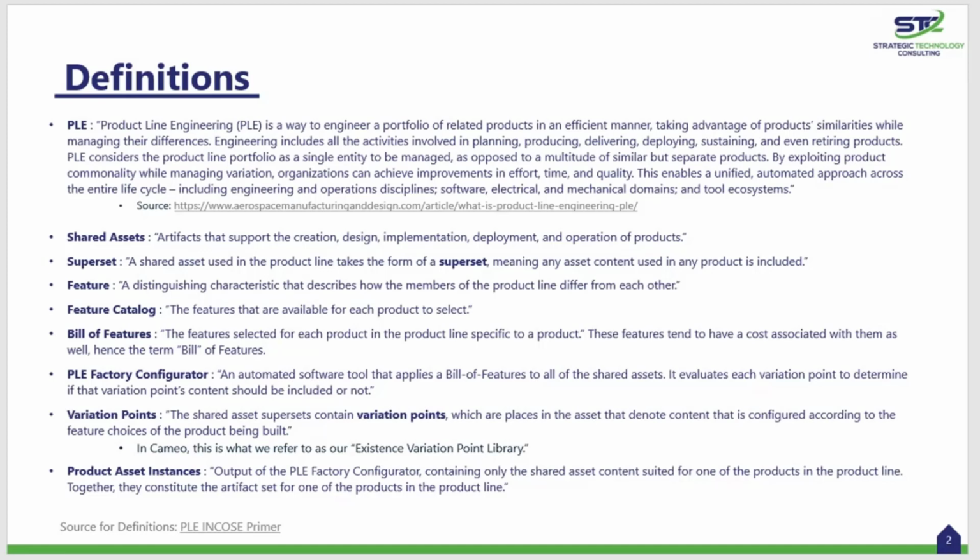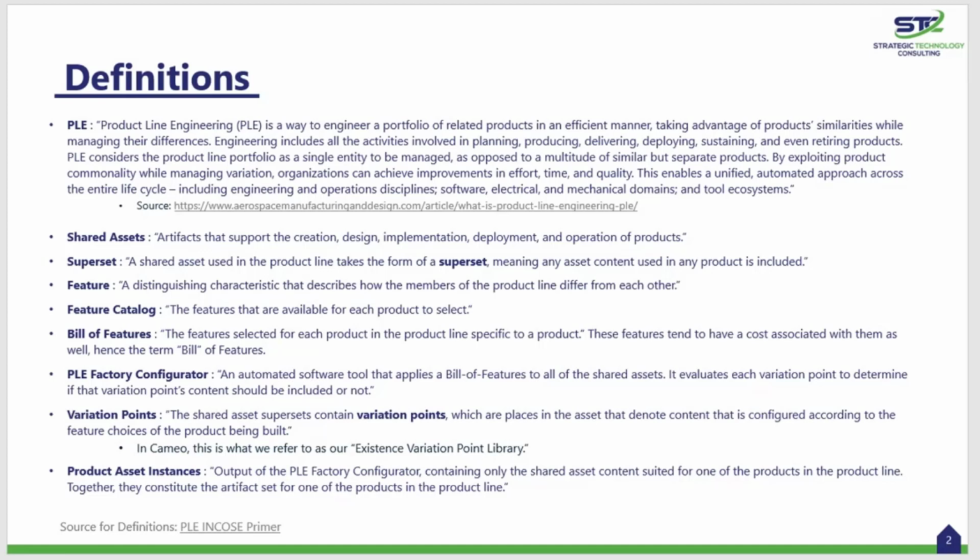PLE factory configurator. This is the automated software tool that applies a bill of features to all the shared assets. What it's going to do is evaluate all of our existence variation points, which is a type of constraint, and then pull the applicable or defined configurations that are specific to that product. So that's the PLE factory configurator.